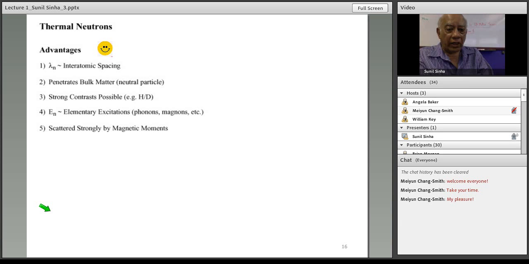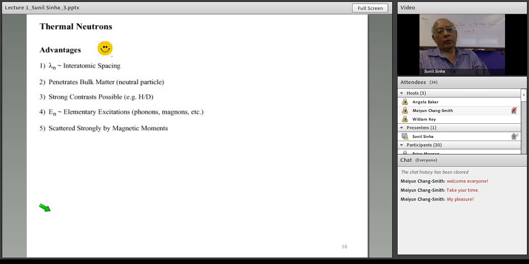You can have the hydrogen-deuterium labeling ability to make strong contrasts in your sample or selected parts of your sample, and it has the right energy to study elementary excitations by changing the energy of the neutron by its own order of magnitude. When it exchanges energy with an elementary excitation in a solid, you can obviously measure that energy very precisely. For X-rays, on the other hand, you have to go to great trouble to measure a change of a few millielectronvolts in an energy in an X-ray photon of 20 kiloelectronvolts, right?